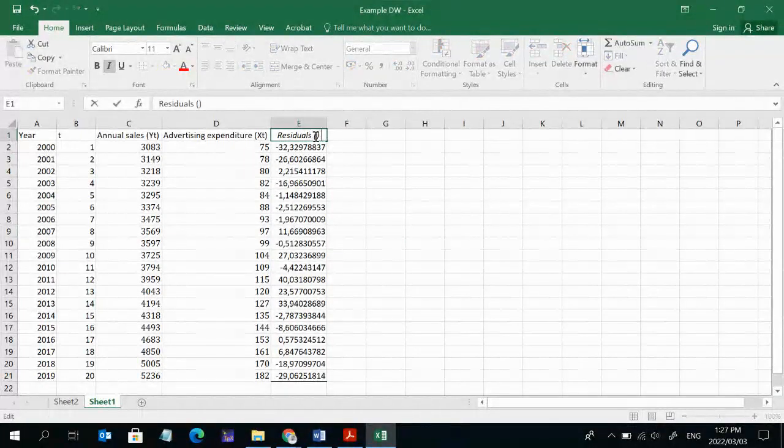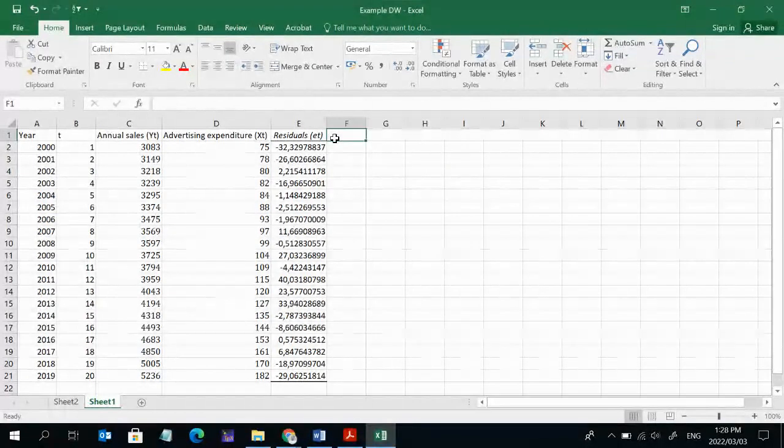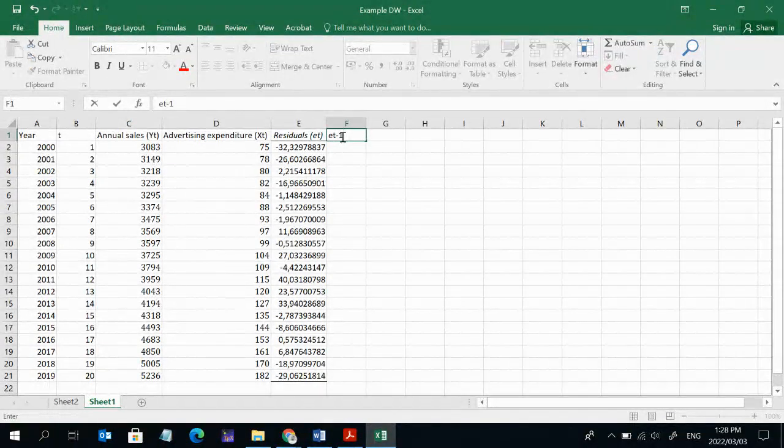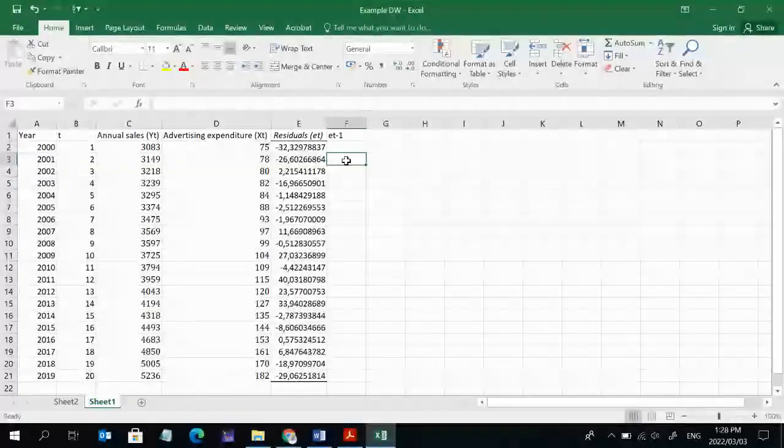Let me write it here so that you can see. This is et. Now we are using t, not i, so we are using subscript t. And here I'm going to have et minus 1. et minus 1 simply tells us that in this column we are going to start from E2. I mean, the value for E1 will be at E2.